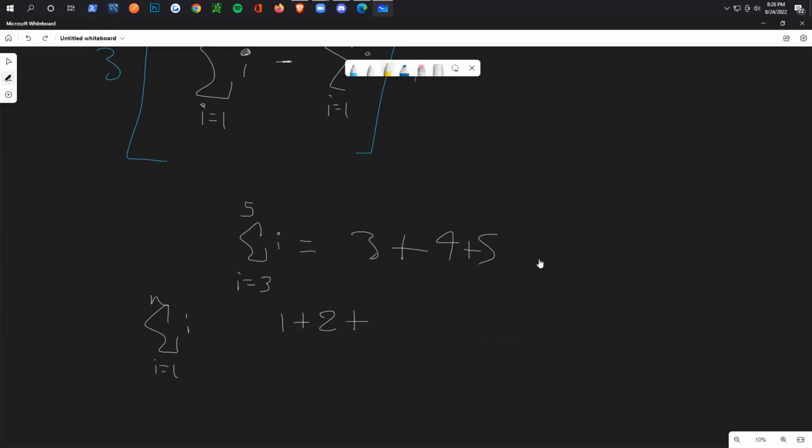So that's the whole idea. We're going to subtract out the prefix, like the sum of the prefix of it. You can think of this 3 to 5 as a suffix. The prefix would be 1 to 2.